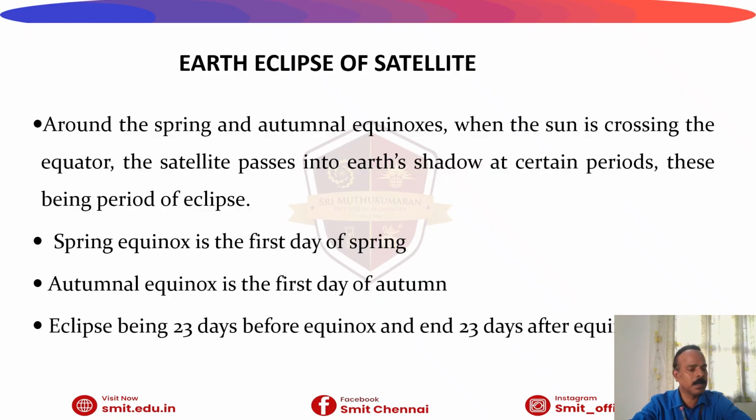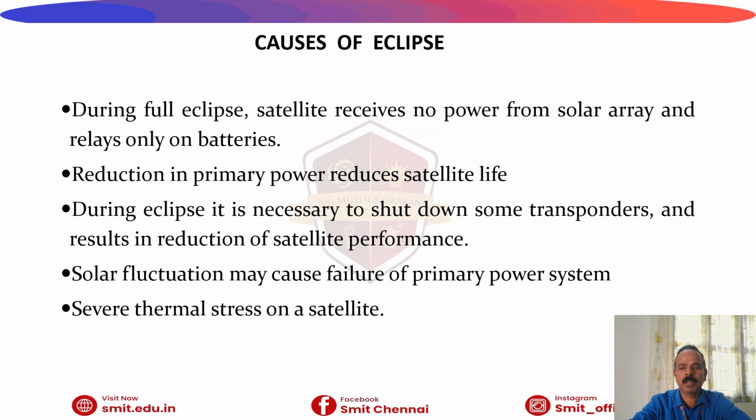Then we can see the Earth eclipse period around equinox days. The eclipse period begins about 23 days before equinox and continues until about 23 days after equinox. This means the eclipse season lasts about 46 days. During this period, the satellite experiences eclipse every day. The eclipse duration gradually increases, reaches the maximum and then decreases. This is an important consideration in satellite power system design. The engineers must ensure the satellites have sufficient battery capacity to withstand the eclipse.